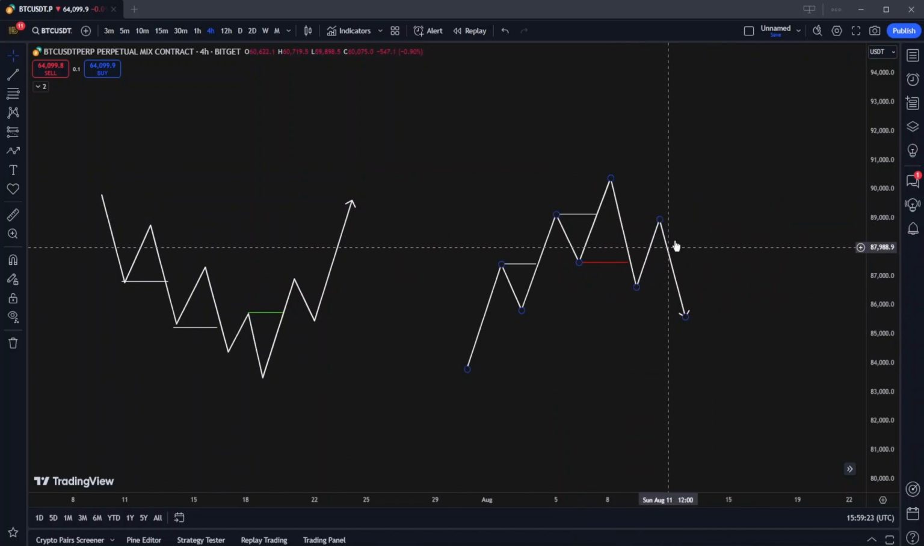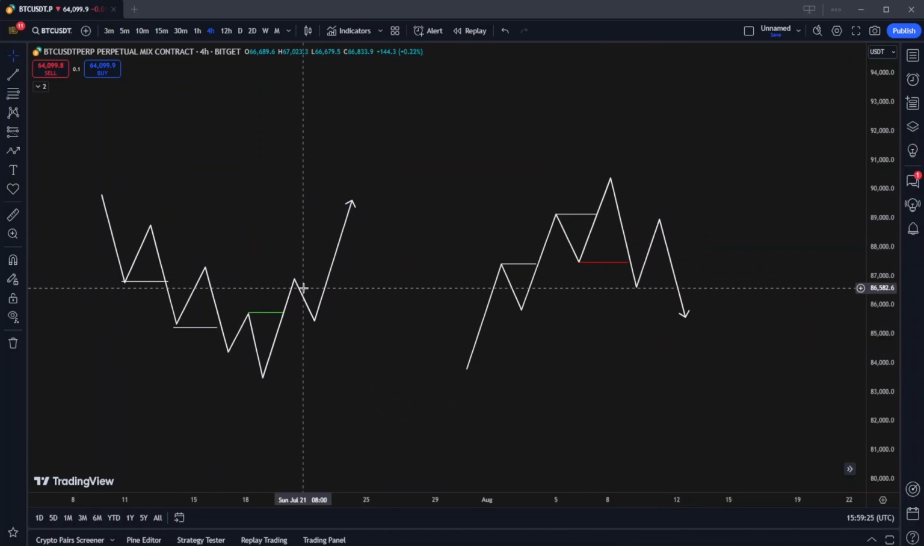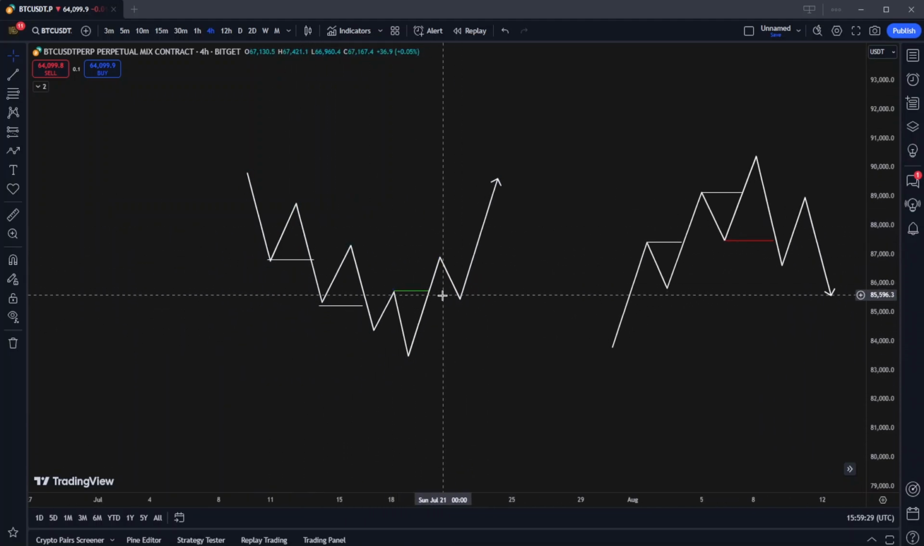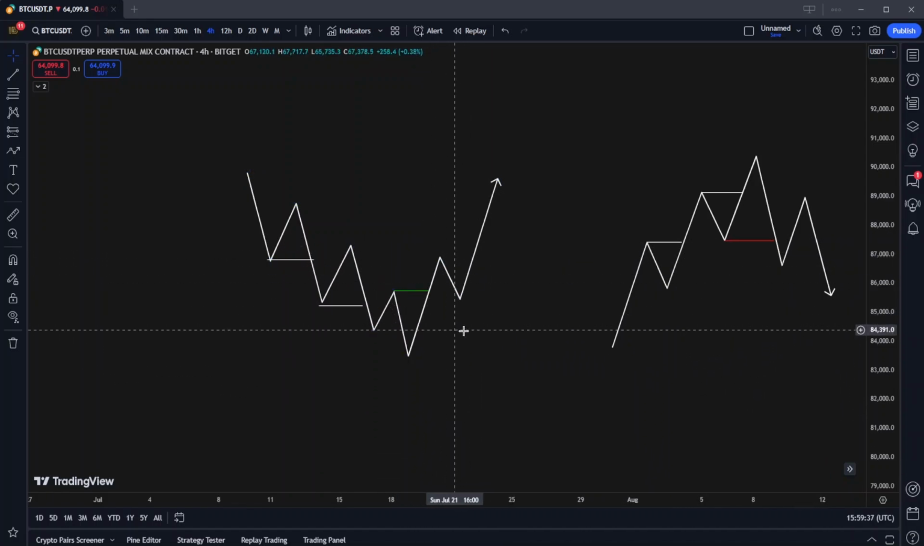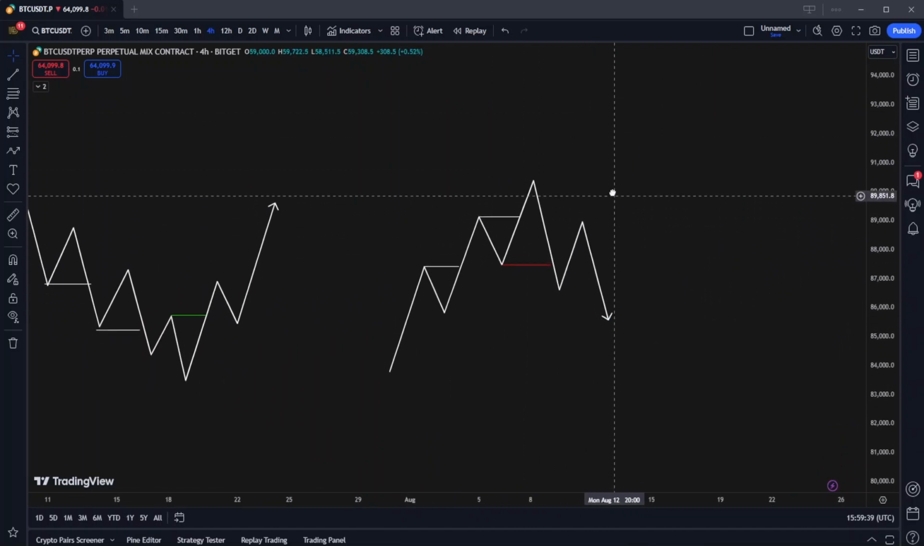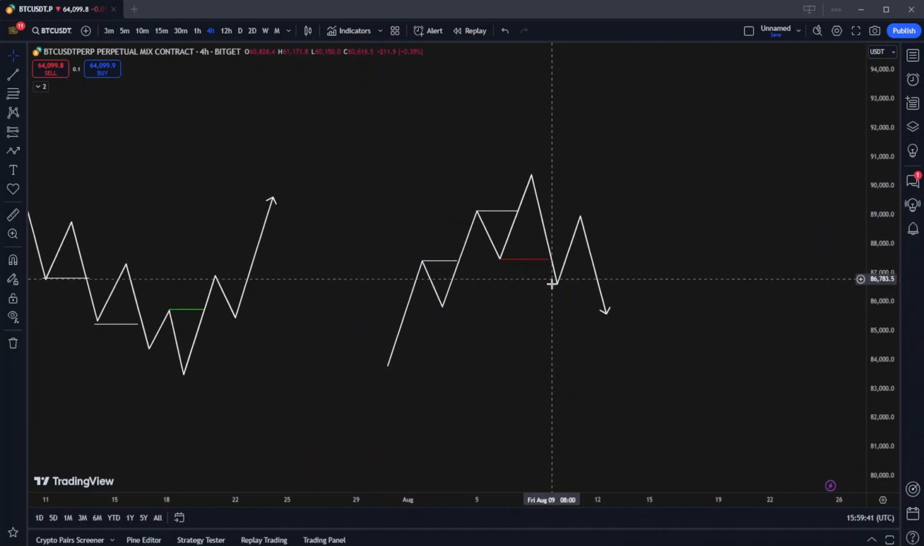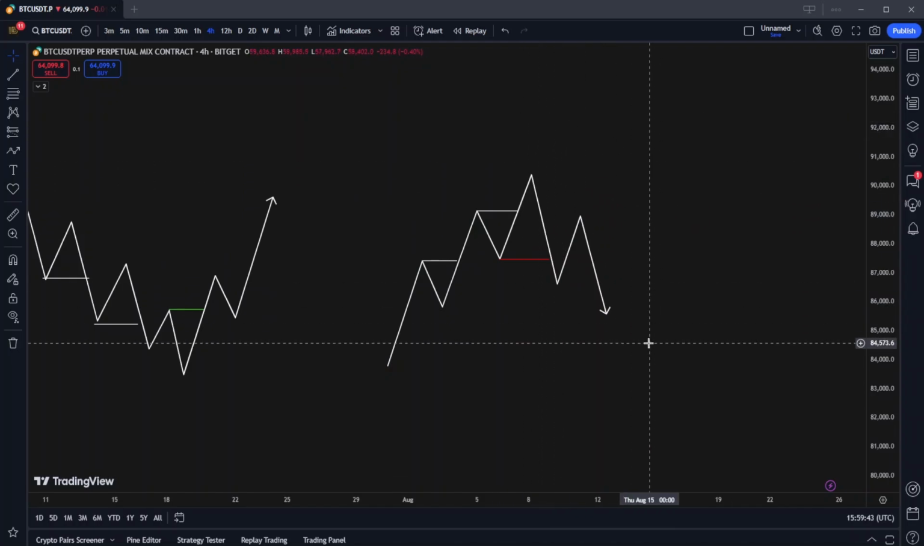And then what you'll usually notice, and the easiest way to determine whether a change of character has occurred, is whether in a downtrend, we create a higher high and a higher low. That will usually signify that the change of character has occurred and that we should see a reversal. And the same here, when we get a lower high and a lower low confirmed, this will signify that we are changing direction.